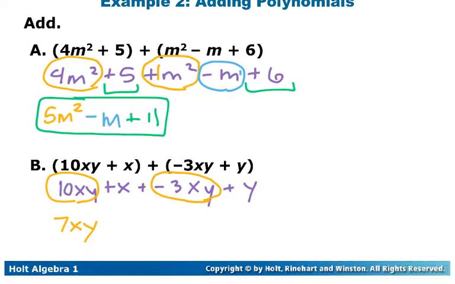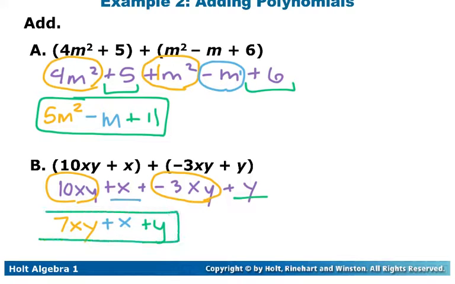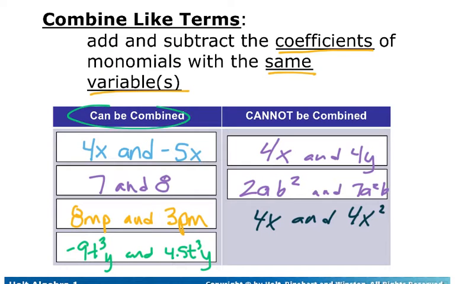Then alphabetically, the next piece is going to be x, so we'll add an x to it, and then the last piece there is going to be our y. And even though those are power of 1, we can't combine them together because they're not the same variable. So we are kind of going through this idea of what can be combined and what cannot be combined.